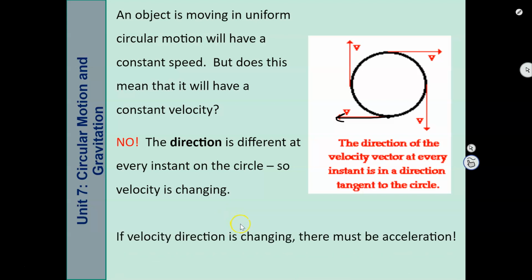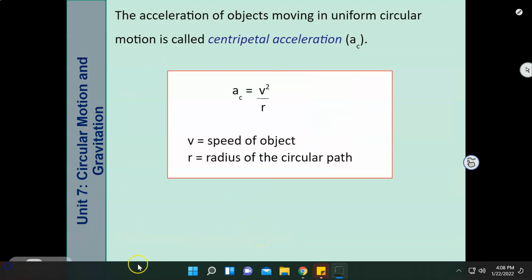If the velocity direction is changing, there must be an acceleration. The acceleration of objects moving in uniform circular motion is called centripetal acceleration. It's still an acceleration, but we're going to give it this little subscript c to identify that we're now talking about something moving in a circular path. The word centripetal means center seeking, and it is always directed towards the center of a circular path.